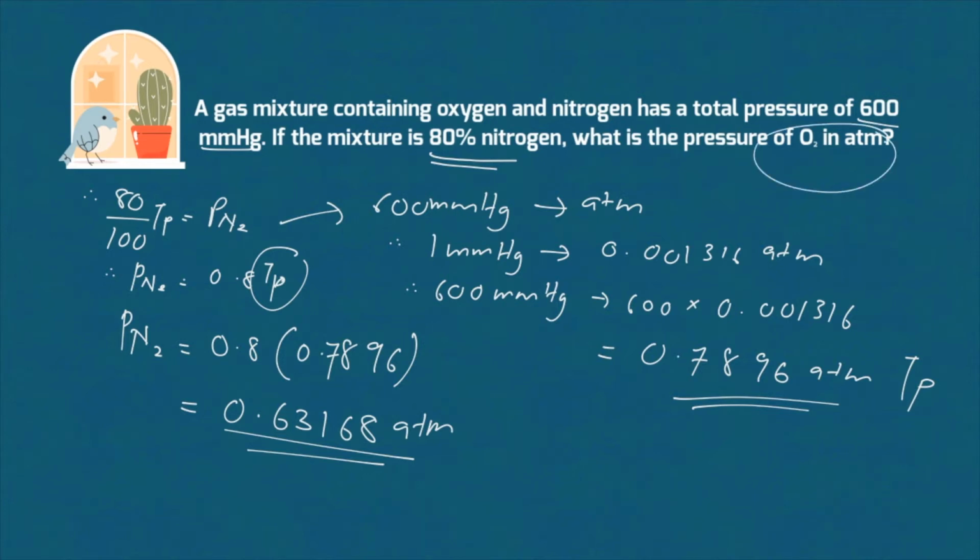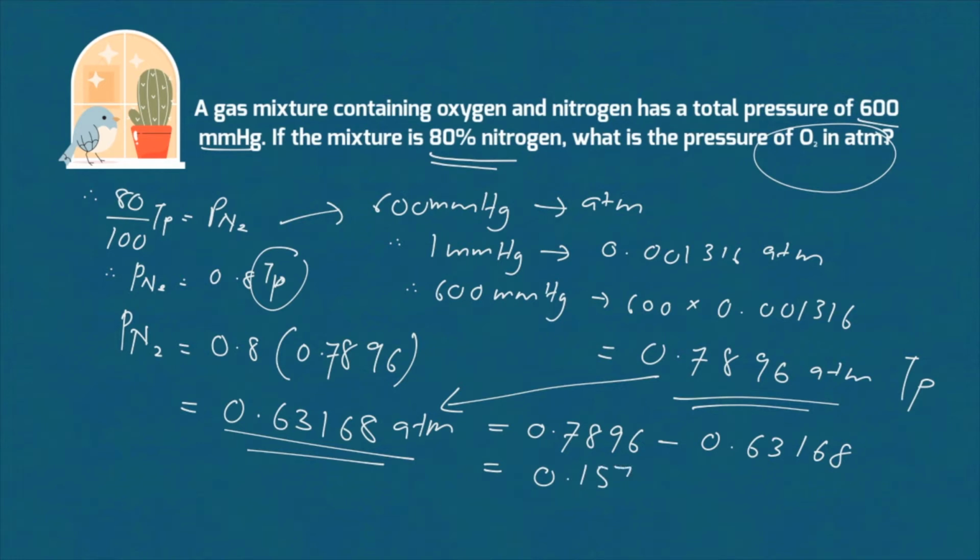So for the pressure of oxygen, you need to subtract the pressure of nitrogen from the total pressure. So what you're going to do is 0.7896 minus 0.63168, which is equivalent to 0.1579 atm, which is the pressure of oxygen. So this is the answer for the first question.